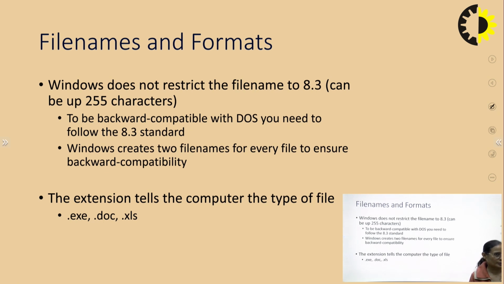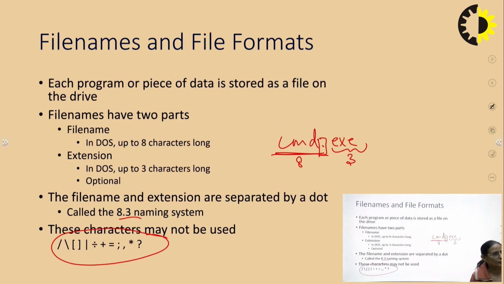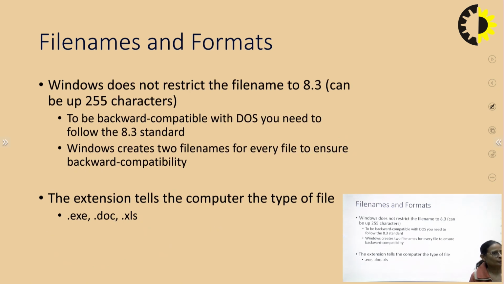Windows does not restrict the file name to 8.3, and it can be up to 255 characters. This is the restriction we have in DOS. So to be backward compatible with DOS, you need to follow the 8.3 standard. Windows creates 2 file names for every file to ensure backward compatibility. You don't need to worry about it.